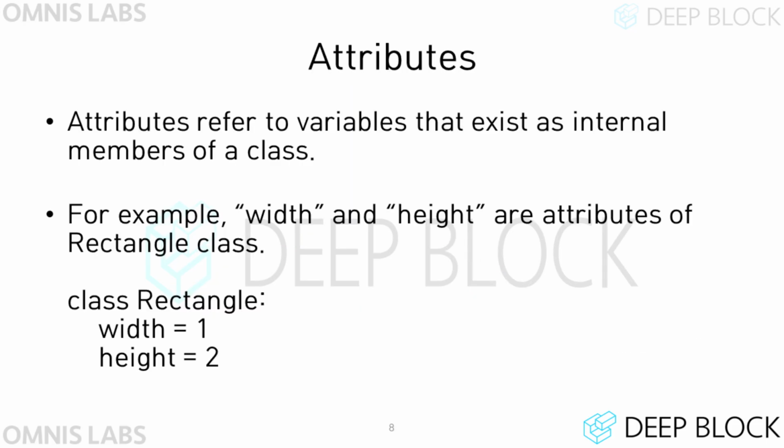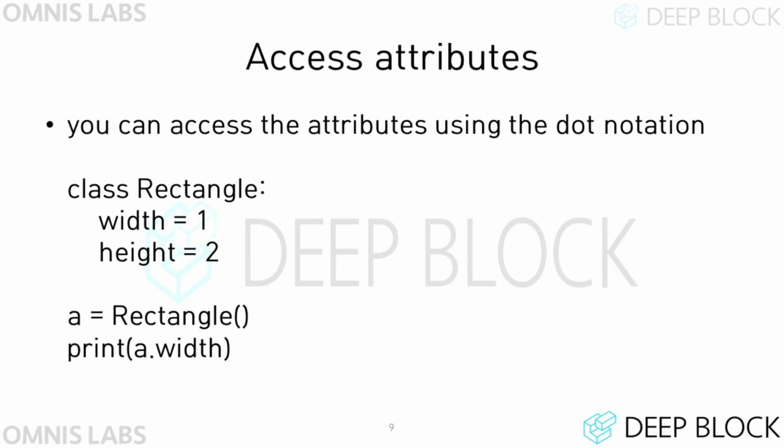Attribute is a variable that exists as a member inside a class. For example, the rectangle class shown in the slide has attributes called width and height. The attribute of the class can be accessed using a dot. For example, when a is an instance of the rectangle class, we can access the attribute width of a through the code a.width.